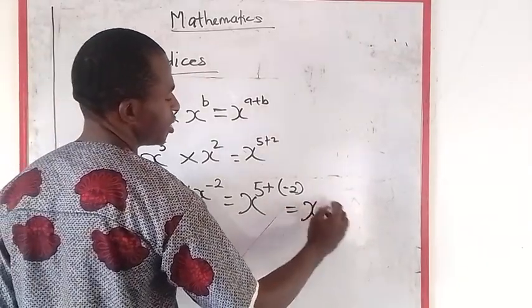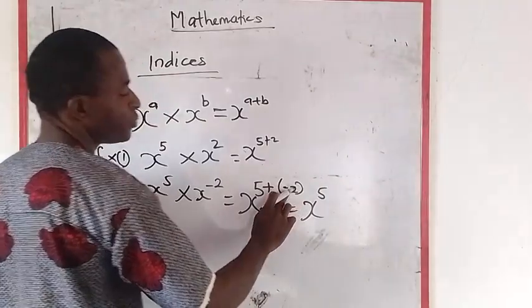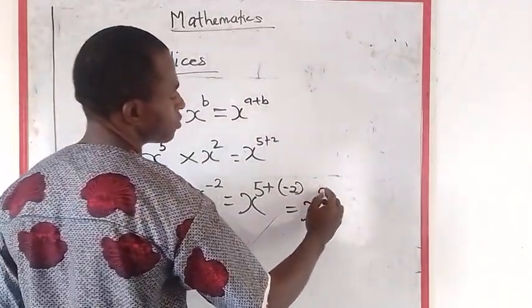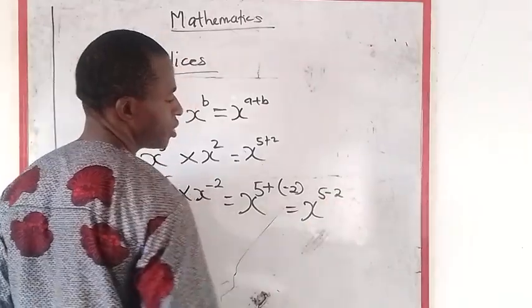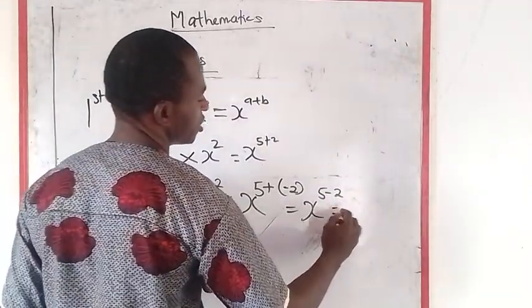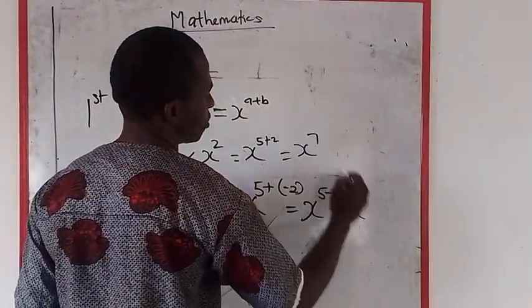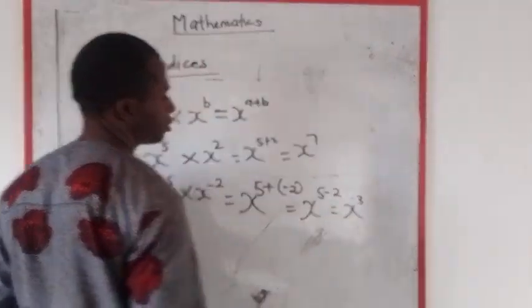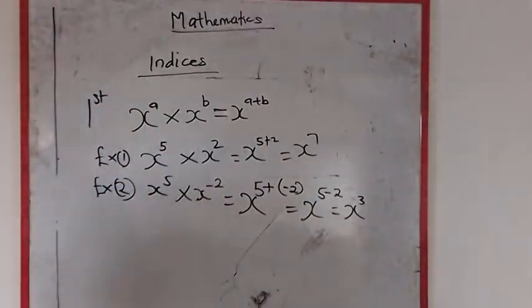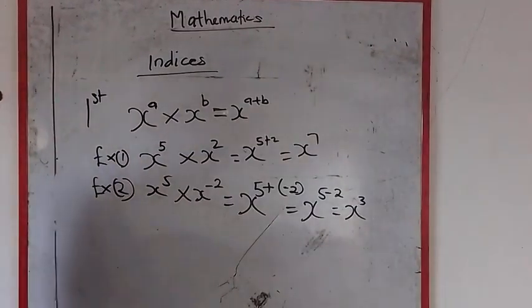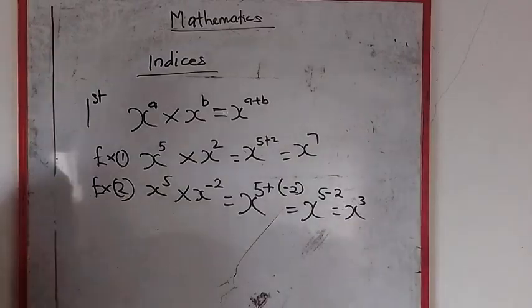So rather, we now see x raised to power 5 multiplied by x raised to power minus 2, where a minus times a plus gives us minus. So we now see 5 raised to power minus 2, where we now add the powers. x raised to power 3. So you can see what is happening there. x raised to power 3. It's as simple as this.